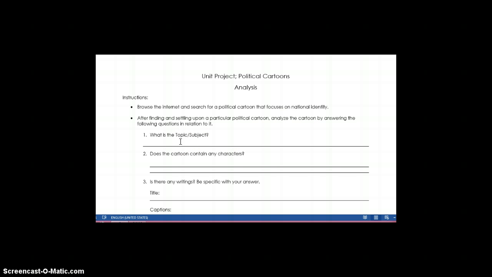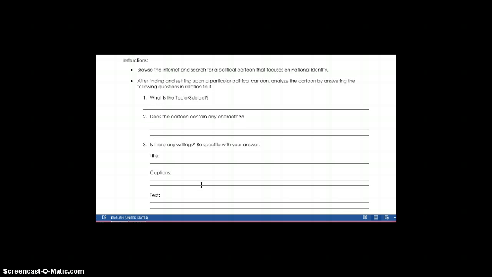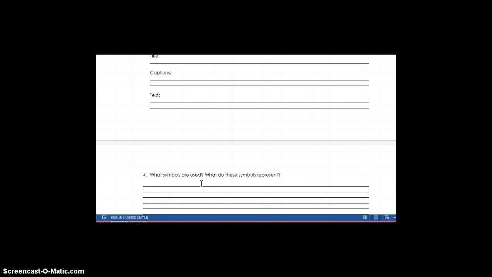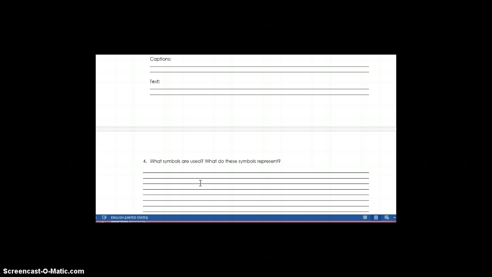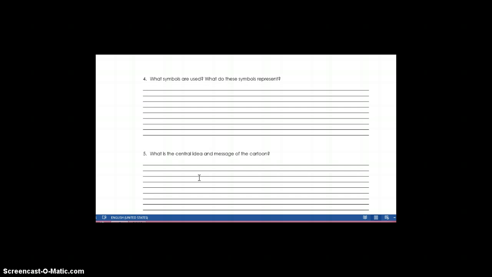For example, what is the topic or subject? Does the cartoon contain any characters? Is there any writing, such as titles, captions, or text? What symbols are used, if any? What do these symbols represent? What do you think is the central idea or message that the cartoonist is trying to communicate?